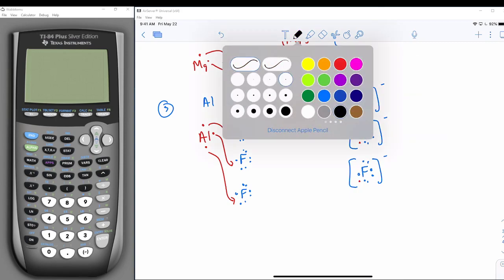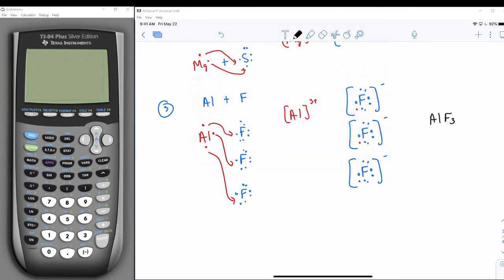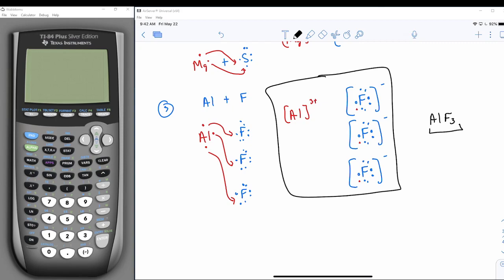Which then gives us the formula of AlF3. So the middle column is your final ionic form. If you're asked to draw the Lewis structures of the ions, this is what you want to show. This is the chemical formula, or the formula unit of the compound.